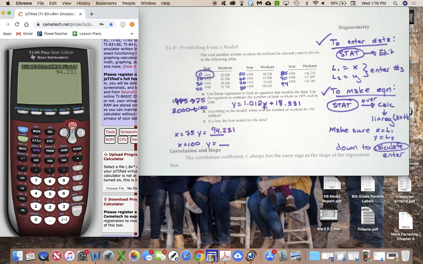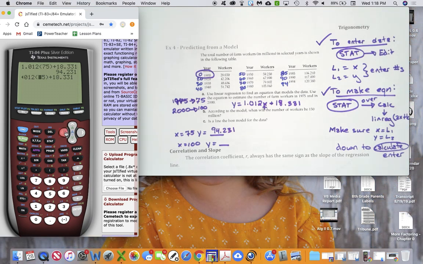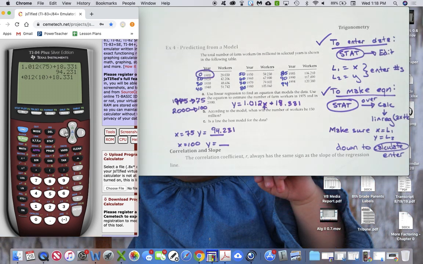If you want to, you can go back up into the equation and hit enter, so you don't have to retype this whole thing. But the problem is, 100 is 3 digits long and 75 was only 2 digits. So I'm going to type 10, and if I type 0 in again, it's going to cover up that parenthesis. I don't want it to do that.